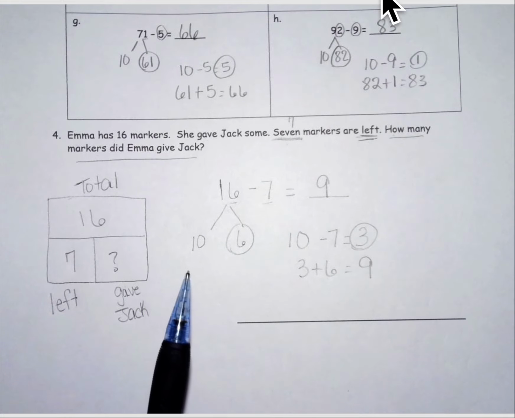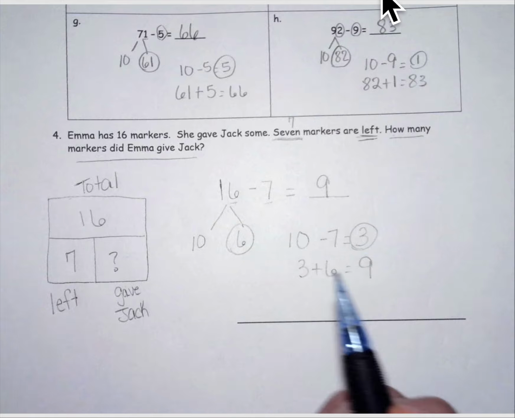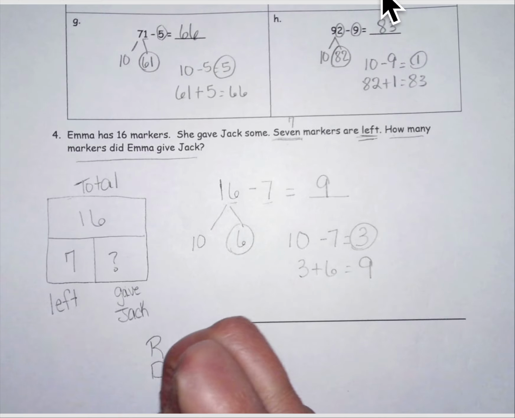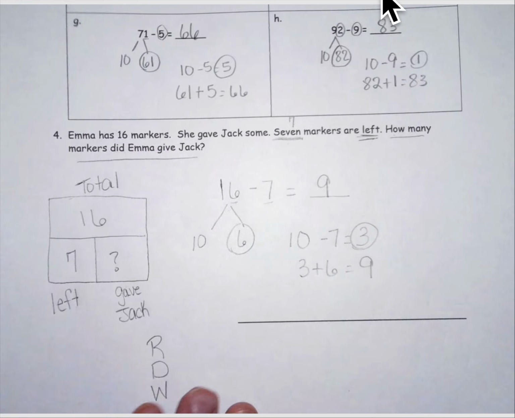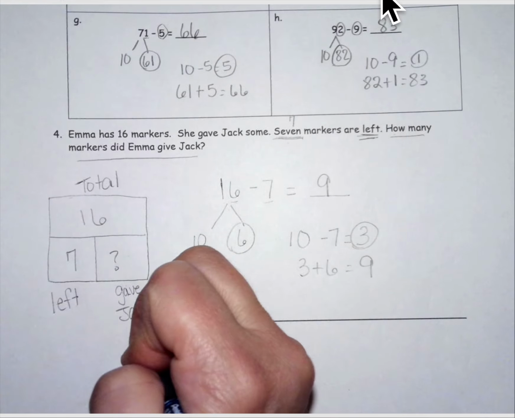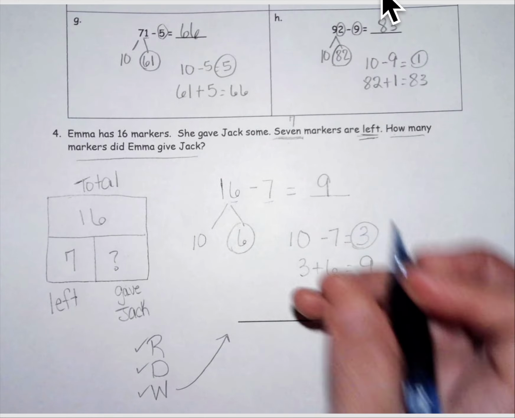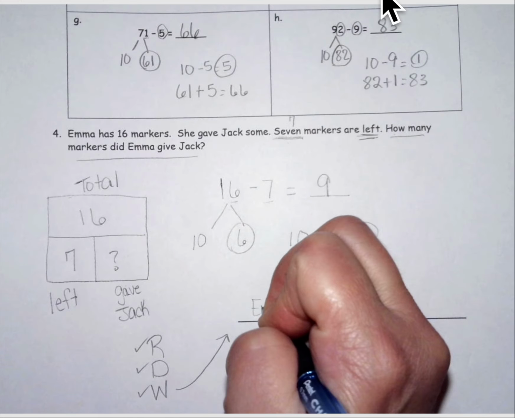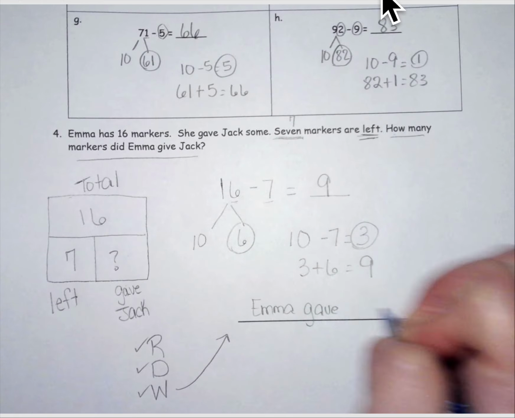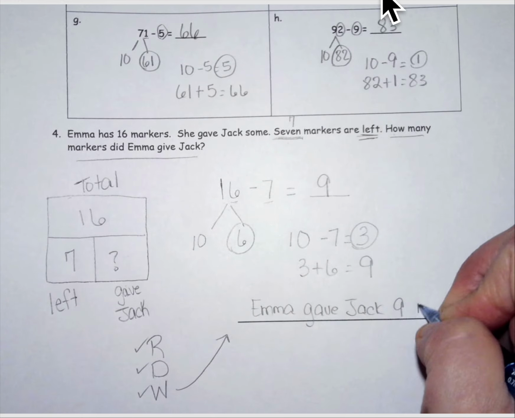Emma gave Jack 9 markers. That would be the number that goes right there. 9 markers. So remember, we do our read, we do our draw and we do our write. The write is going to be this part. We're going to write it in a complete sentence. We read, we drew, and now we're going to write. Emma gave Jack 9 markers.